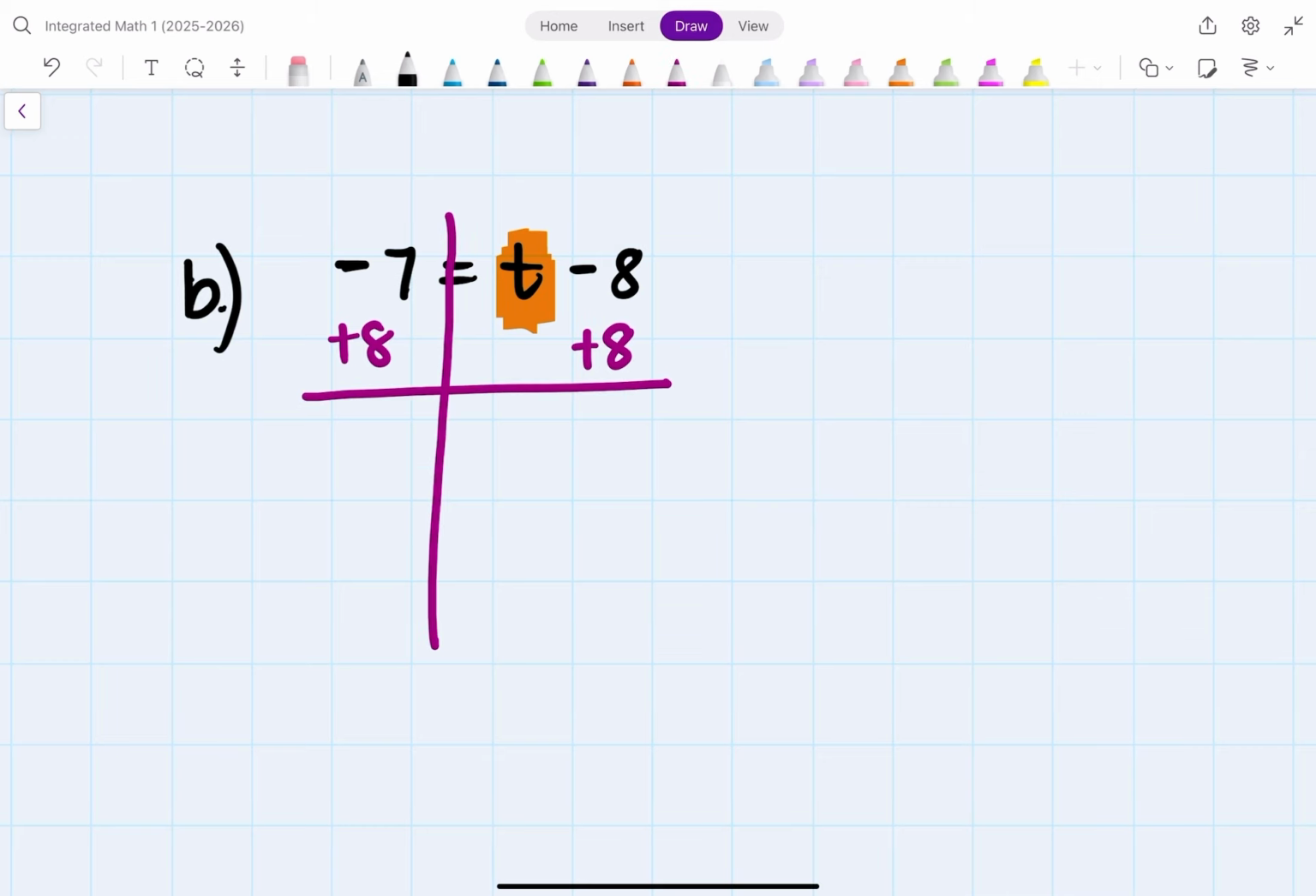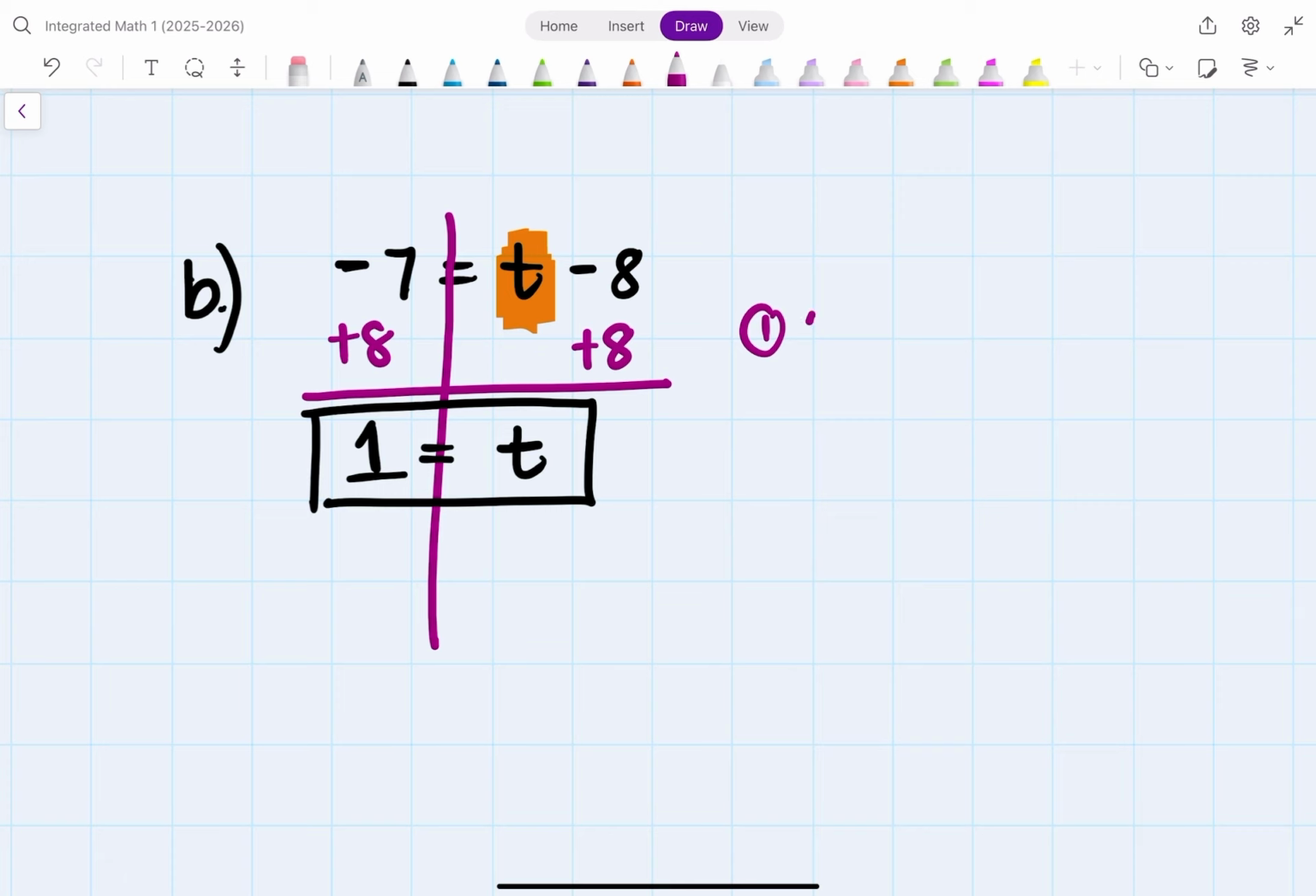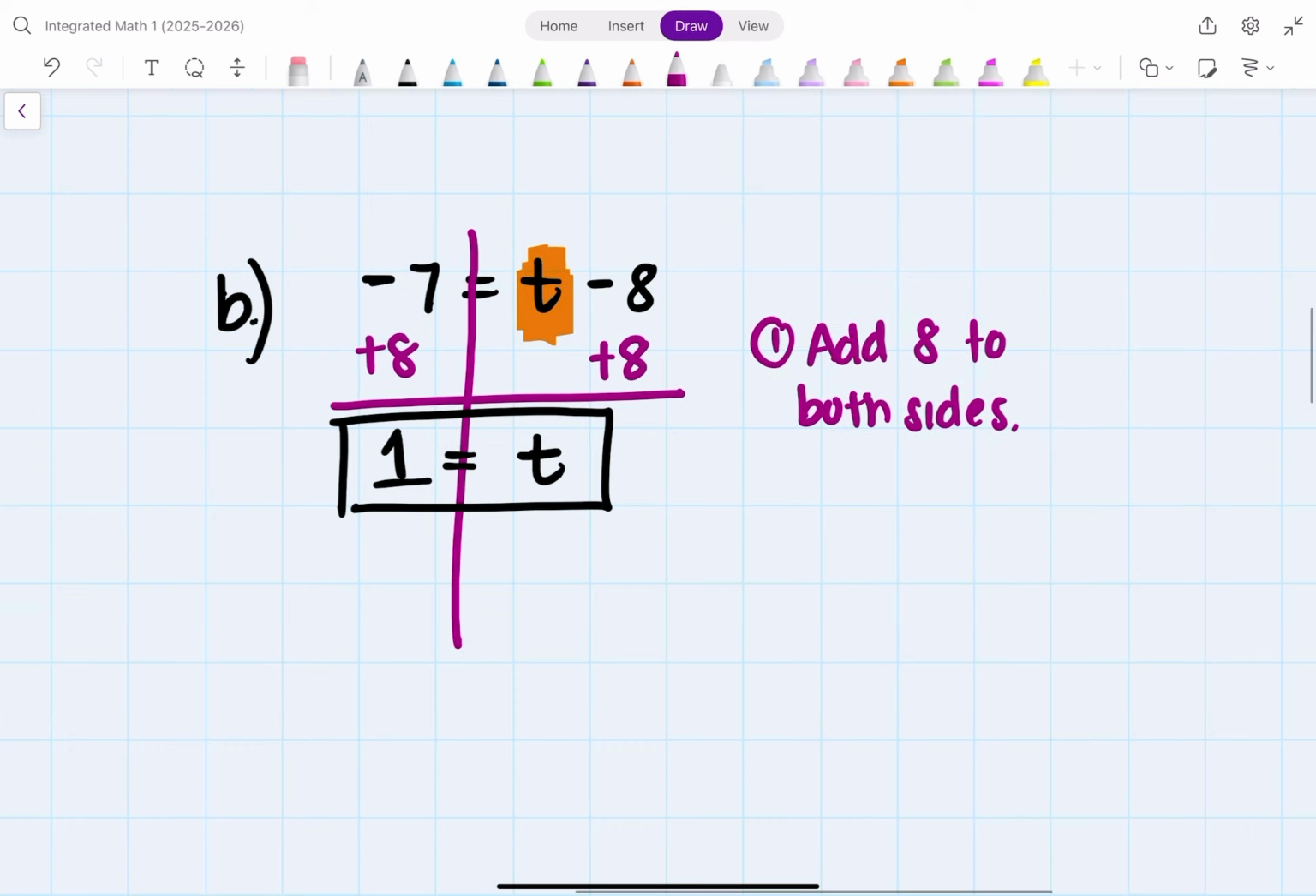Doing so would give me -8 plus 8 is 0. So I bring down the t. And then -7 plus 8 is going to give me a +1. So my answer is t equals 1. And what we did was add 8 to both sides. All right, that is the first one.